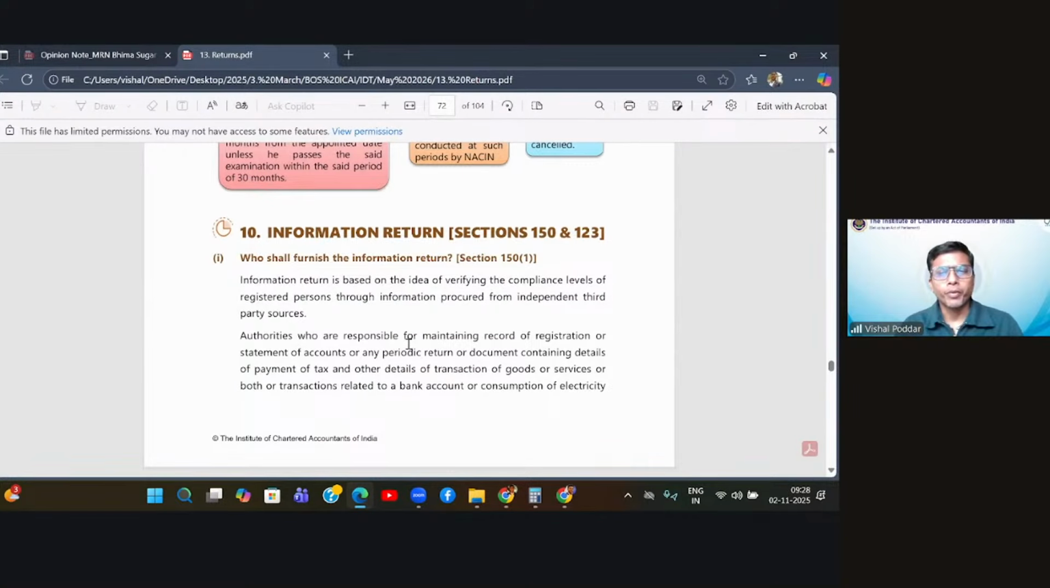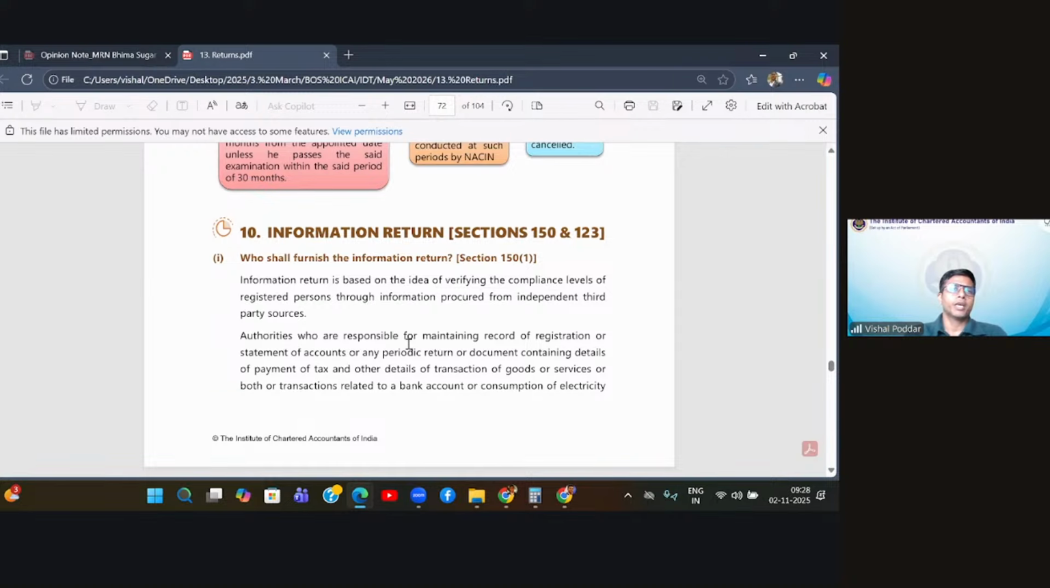Now we come to a very important point, that is information returns. Now what is this? See, I would like to link it with income tax law to have a better understanding. So in income tax, you have this concept since the past couple of years of AIS and TIS, which is your annual information statement or tax information statement. What is this information statement doing?